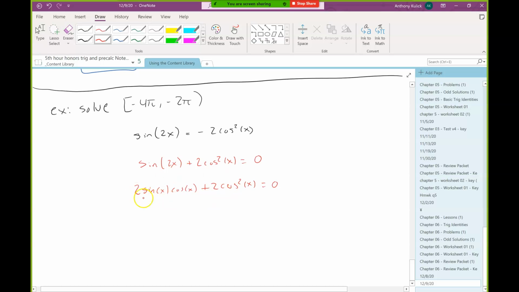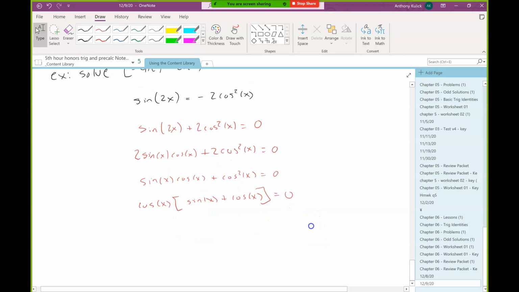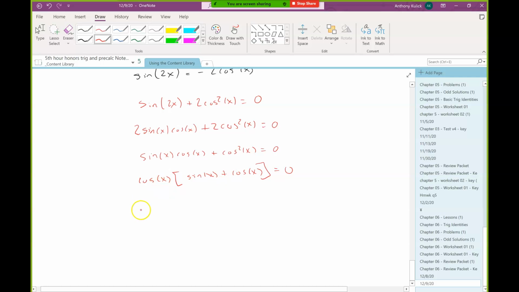Now I notice that everything has a factor of 2 in it, so I'm going to just divide both sides by 2 to get rid of those 2's. And then I'm going to factor. I notice that I have a greatest common factor of cosine, so I can factor a cosine out. And now that I've made this a multiplication problem equal to 0, we can apply the zero product property to set each of these factors equal to 0.